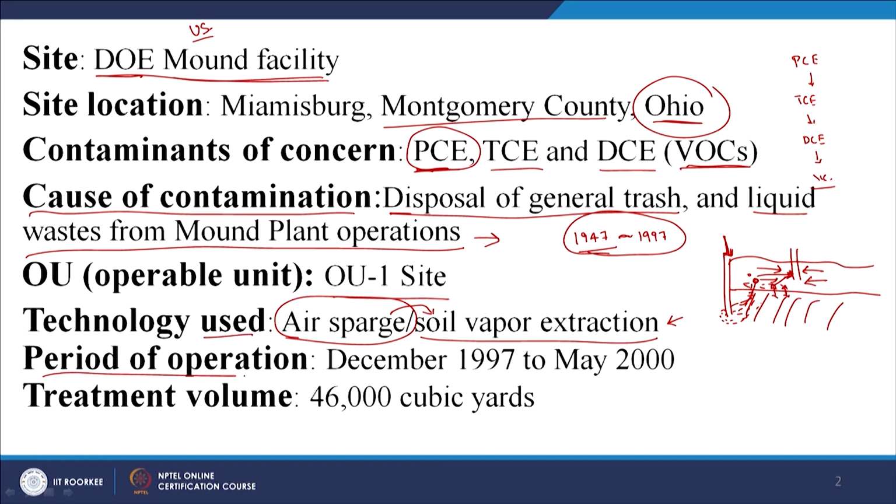The remediation was between 1997 to 2000, and the treated volume is 46,000 cubic yards. 1 yard is typically close to a meter. So you get an idea about the relevant site. It's not minuscule or very small, it's certainly not a huge site either. So again, you can use relatively compact systems and get the remediation done.